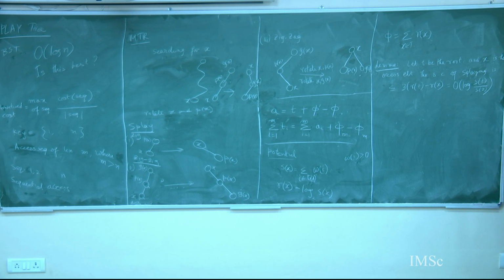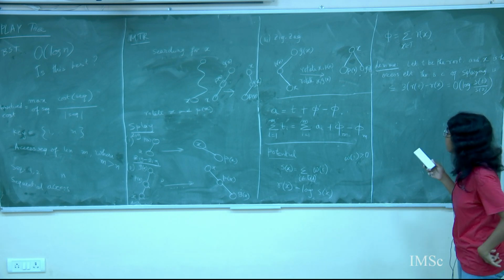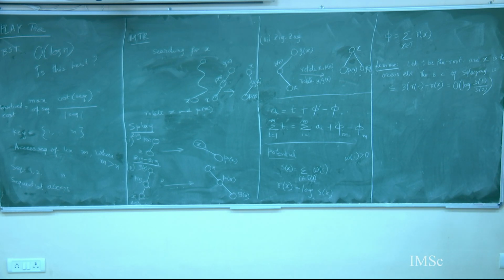So this lemma itself right now may not be looking very surprising, but we will see that this lemma will give us some surprising properties for splay trees, or it will show us that splay trees satisfy some properties. We'll come to that. So the statement of the lemma is clear, right?